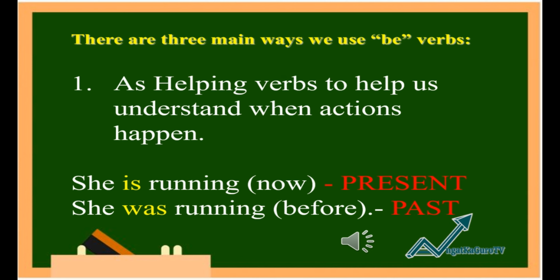Number 1, we can use be verbs as helping verbs to help us understand when the actions happen. Example: she is running now. Present, or now. And the other example is she was running before, or past tense.